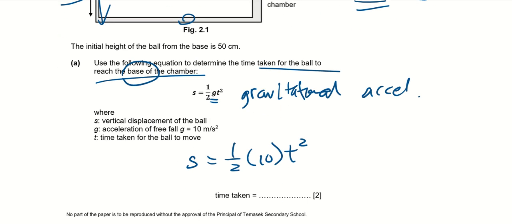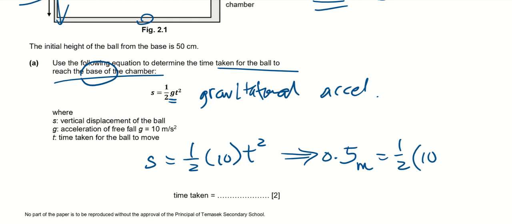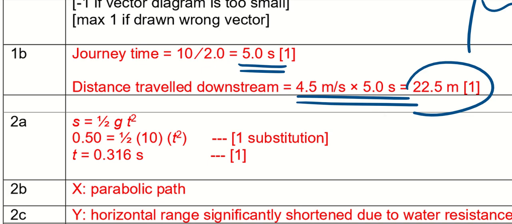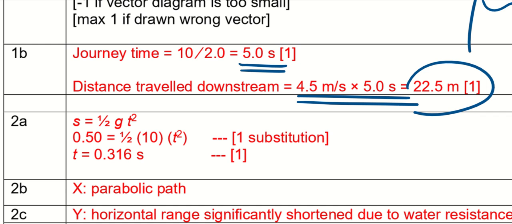But if you substitute 50, you are wrong. It's 0.5. It needs to be in 0.5 because you need to have it in meters. So equals to half. Your 10 is actually 10 meter per second square. That's why you have to substitute it as 0.5 meters. Then after that, you should get your T to be 0.316. Okay?